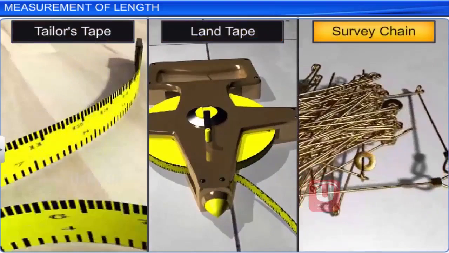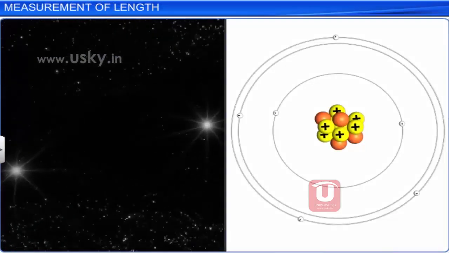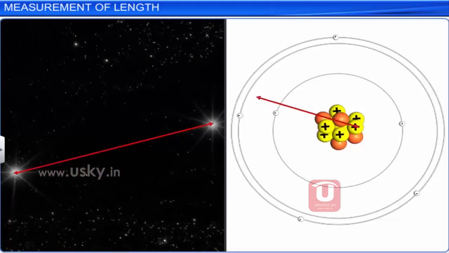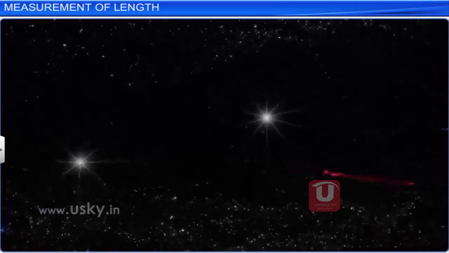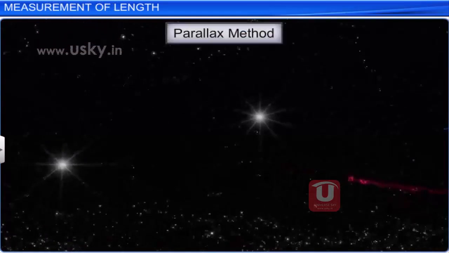However, lengths to be measured can be as large as distance between two heavenly bodies or as small as the radius of an atom. To measure large distances, we employ an important method called the parallax method.